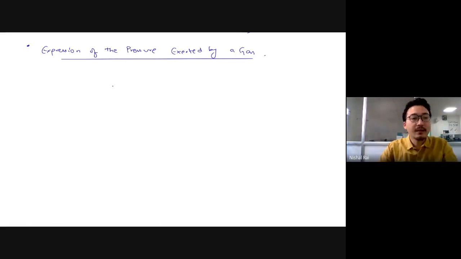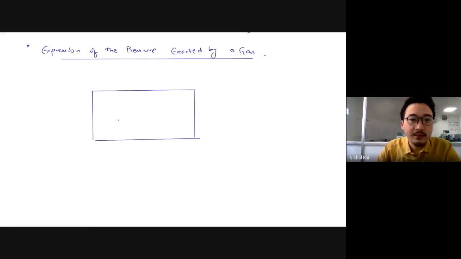So, the expression for the pressure exerted by the gas. Let's first just consider this two-dimensional body. Actually, I intended to make this a square, but leave it. Nevertheless, let's say your molecule is moving in this direction. Now this is confined between these two walls. According to kinetic theory, this molecule is continuously in motion. Clear?